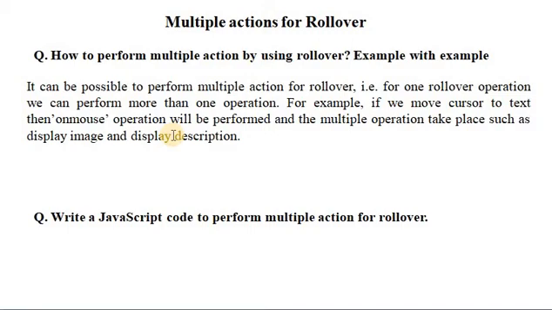Or suppose the user is rolling the cursor over the text, then instead of simply changing the image, we can display a new window, meaning displaying some features or additional information about the item on which the mouse is rolling over. This process is referred to as multiple actions for rollover. Due to this effect, visitors get more information, and we can open the additional window using the inbuilt open function, which is invoked using the window object. Let us see one example to perform multiple actions for rollover.